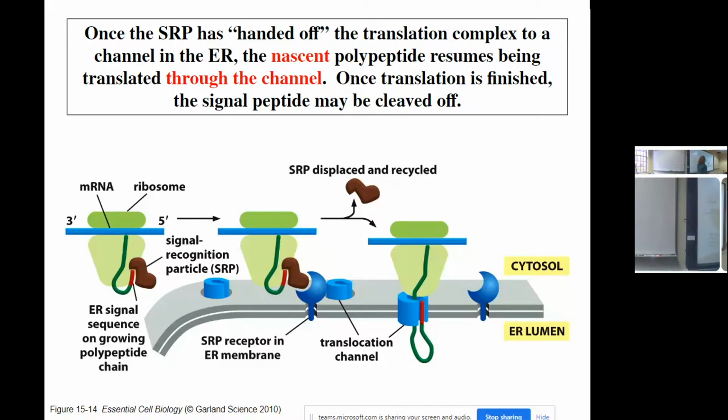Okay, so kind of looking at this section now. So SRP receptor, once it's bound to this combo, is able to hand off this polypeptide chain that the ribosome is making and move it over into this translocation channel. So you can kind of see right here, it's not continuous. It's got a little sideways entry into it.